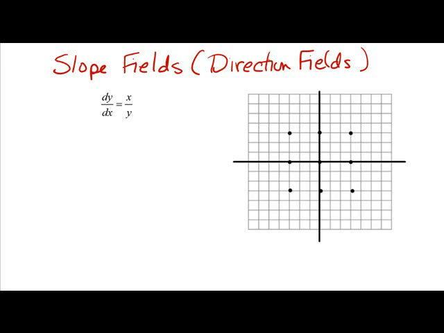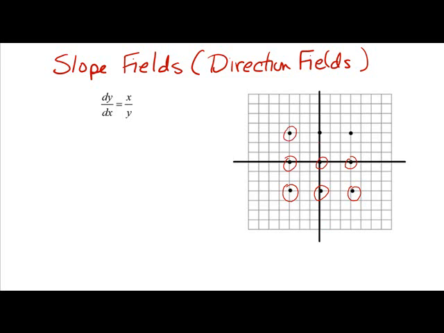So what we're going to do to get started here is construct a slope field or a direction field for the differential equation that's given here. dy over dx is equal to x over y. And we have some specific points, starting with, and I realize you can't really see my pointer here, the point right there, which is -1, -1, 0, -1, +1, -1, and we have 6 other points as well.